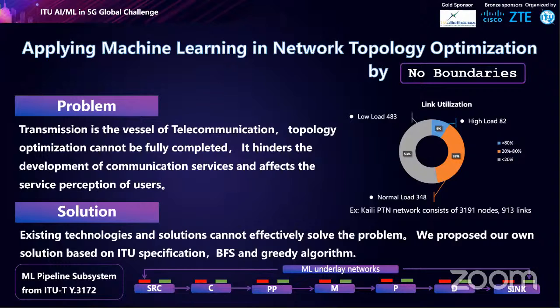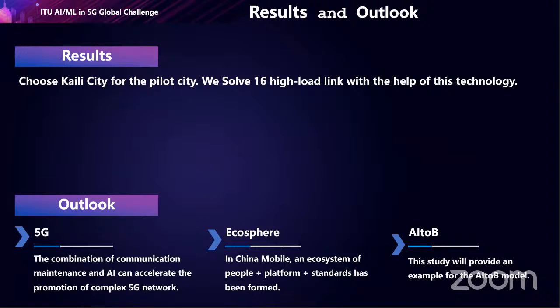Nowadays, telecommunication has become an indispensable part of our life. Assuming that the telecommunication system is a human body, transmission is as important as the vessel system, while most of the vessels are not healthy. Some of them are overloaded. Meanwhile, the others still have a lot of capacity. It not only affects the customer experience, but also affects the development of communication services because of the resource problem. We proposed our own solution. In this page, we'll introduce the result of the test in Cali City.